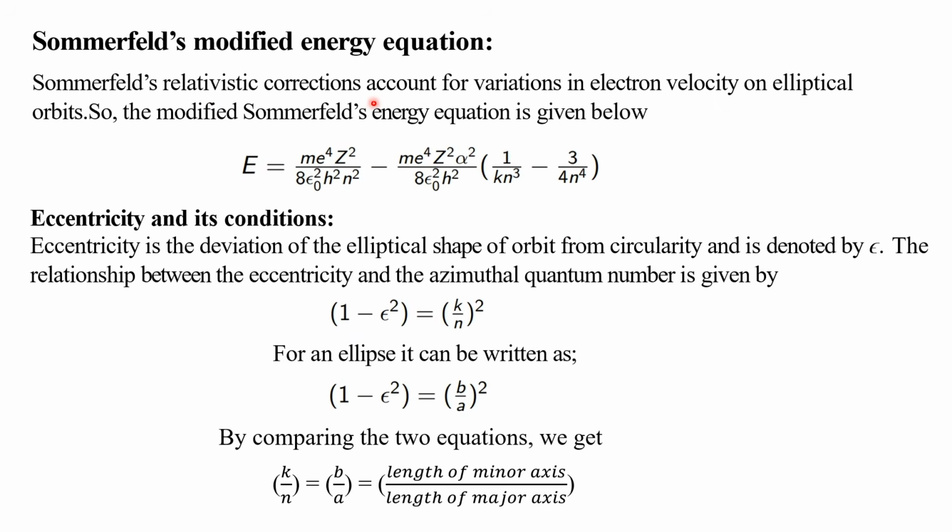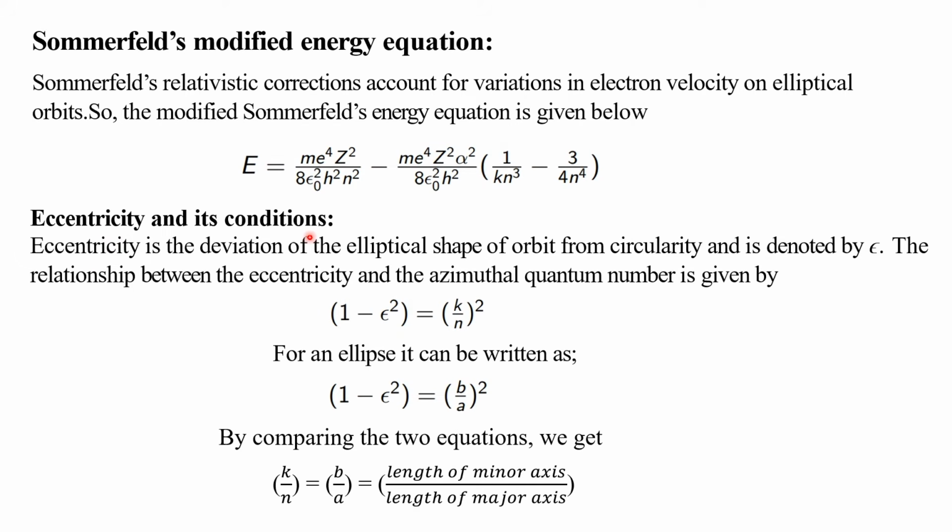So, next we consider Sommerfeld's modified energy equation. Sommerfeld's relativistic corrections account for variation in electron velocity on the elliptical orbit. So, the modified Sommerfeld's energy equation is given by this. This was the expression we had before, and then this was introduced later.